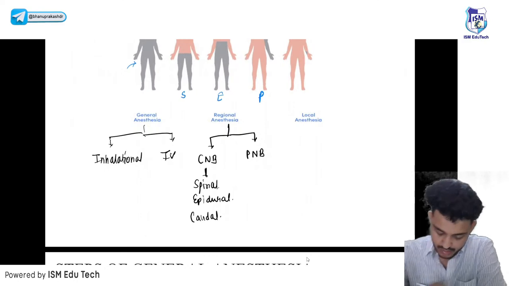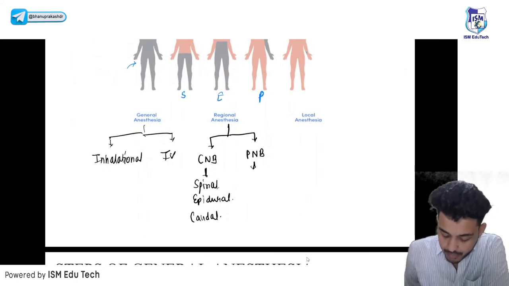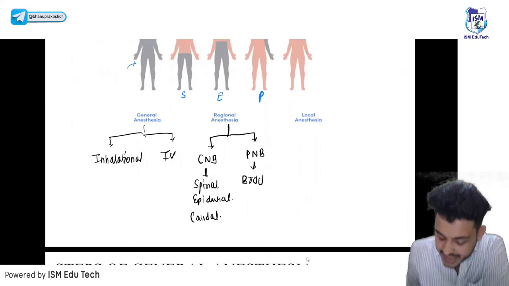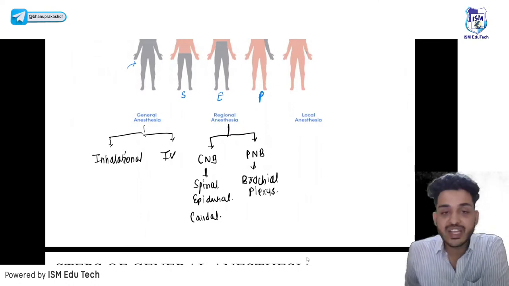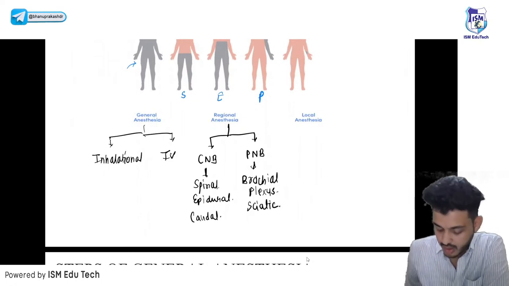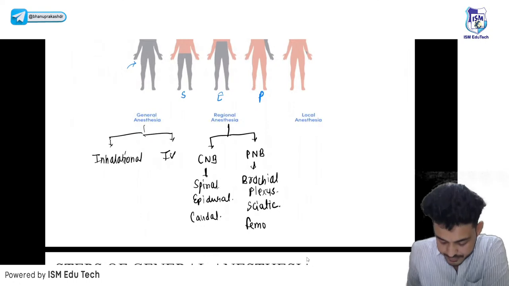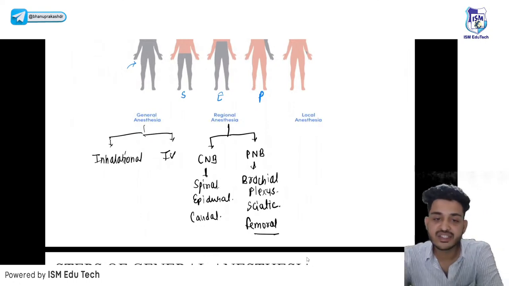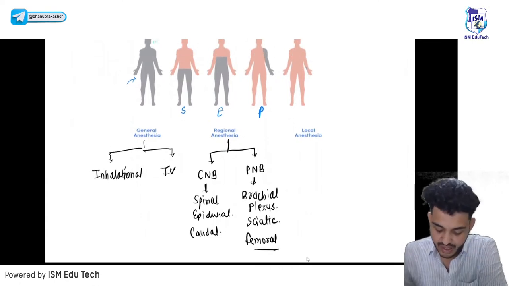In peripheral nerve block, we can block brachial plexus. First thing, we can block brachial plexus. We can give sciatic block, we can give femoral block. So basically in regional anesthesia, we are blocking a region. We can give different kinds of block.